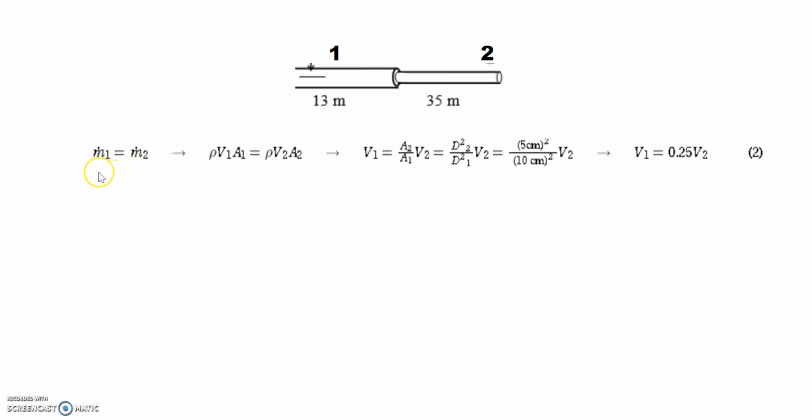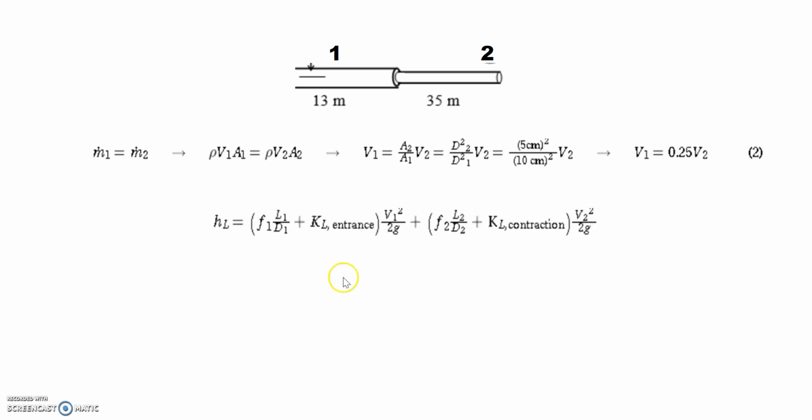We could write the mass flow rates between Pipe 1 and Pipe 2 to be the same, which simplifies to this: rho V1 into A1 equals rho V2 into A2. As this is an incompressible system, both rhos are the same, so V1 equals A2 by A1 times V2. So we get V1 equals 0.25 V2 once we input all the known values, and let this be our equation number 2.